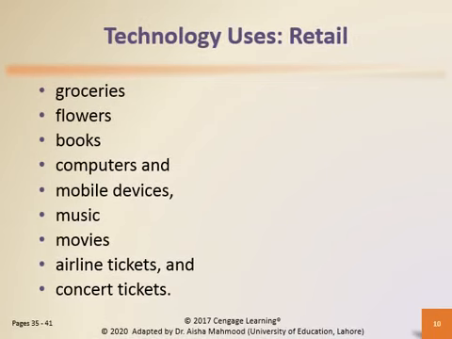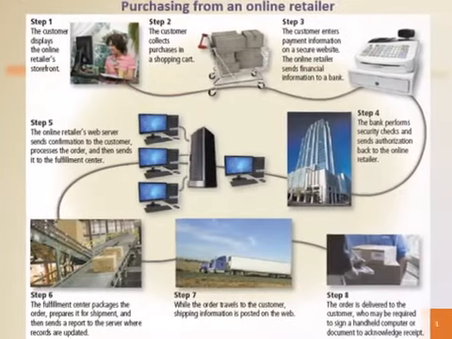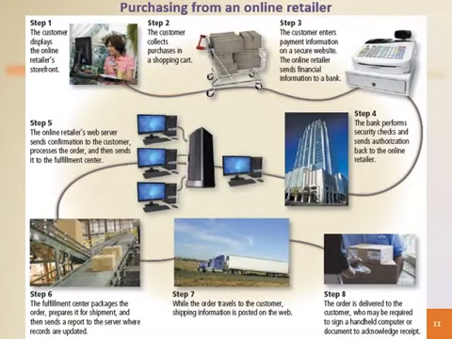You can purchase just about any product or service on the web, including groceries, flowers, books, computers, and mobile devices. In this diagram, I'll try to make you understand purchasing from an online retailer. As step number one, you can see the customer displays the online retailer's front store.